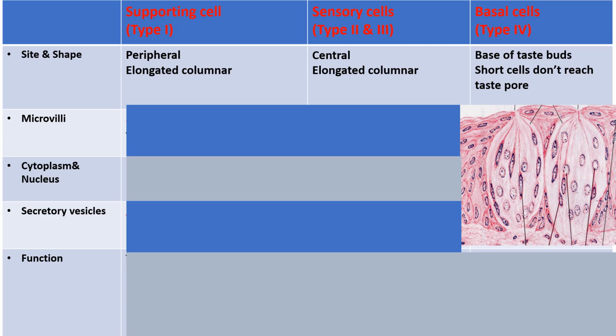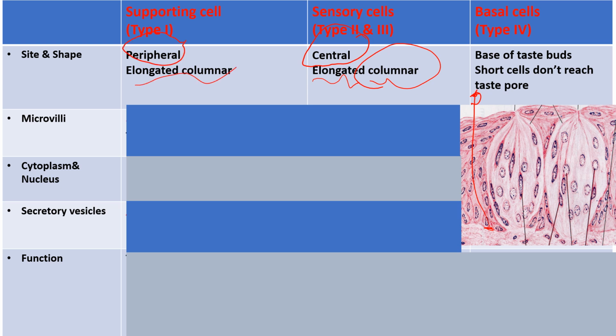The first one is the sensory cells. It is an important cell. It will detect our taste sensation, so it will be central in position. In order to go from the basement membrane to the upper surface in stratified squamous epithelium, it will be an elongated columnar cell. Then we have our supporting cells. In order to be supportive, they must be peripheral, and also they will be elongated columnar cells.